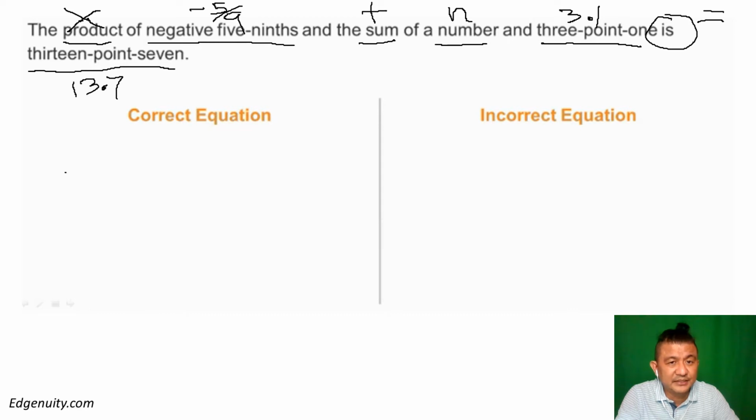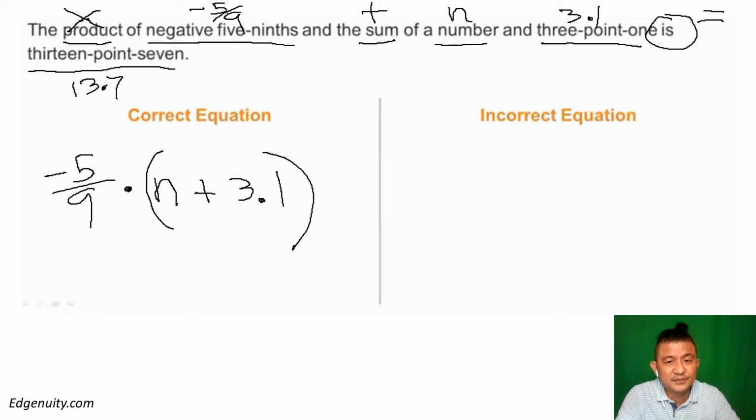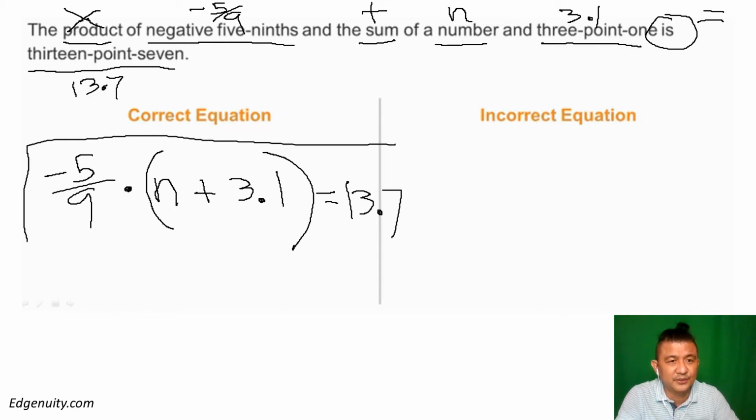The product of negative 5 ninths will be multiplied, the product of negative 5 ninths and the sum of a number, the sum of a number and the number plus 3.1. Okay, the product of negative 5 ninths. So this will be multiplied by the sum of these two, okay, is equal to 13.7. Okay, that's the correct equation.